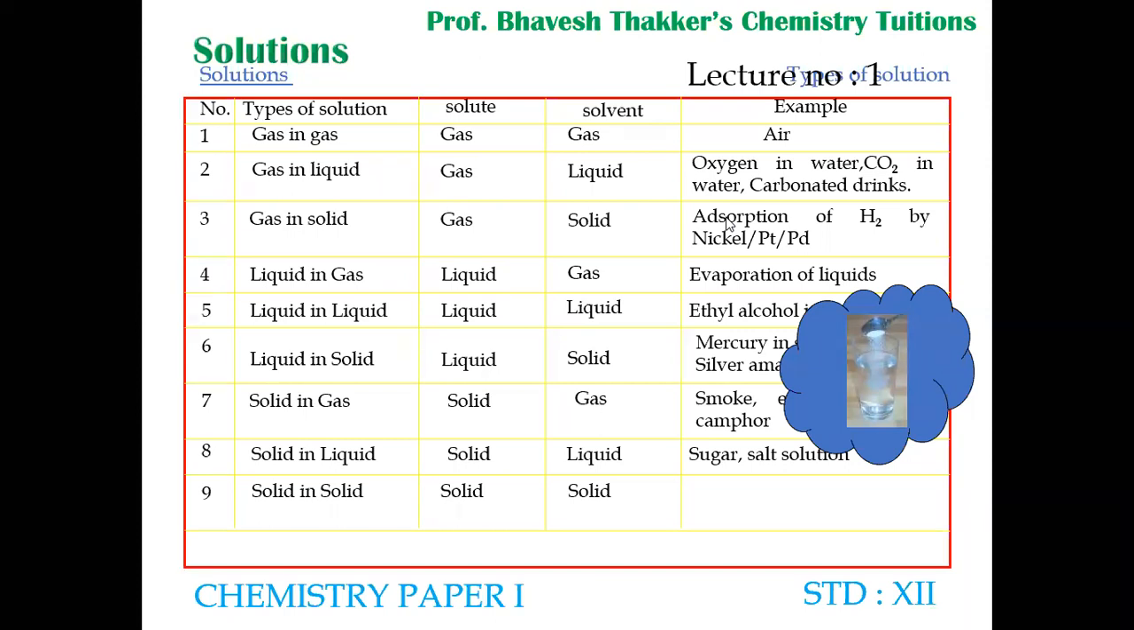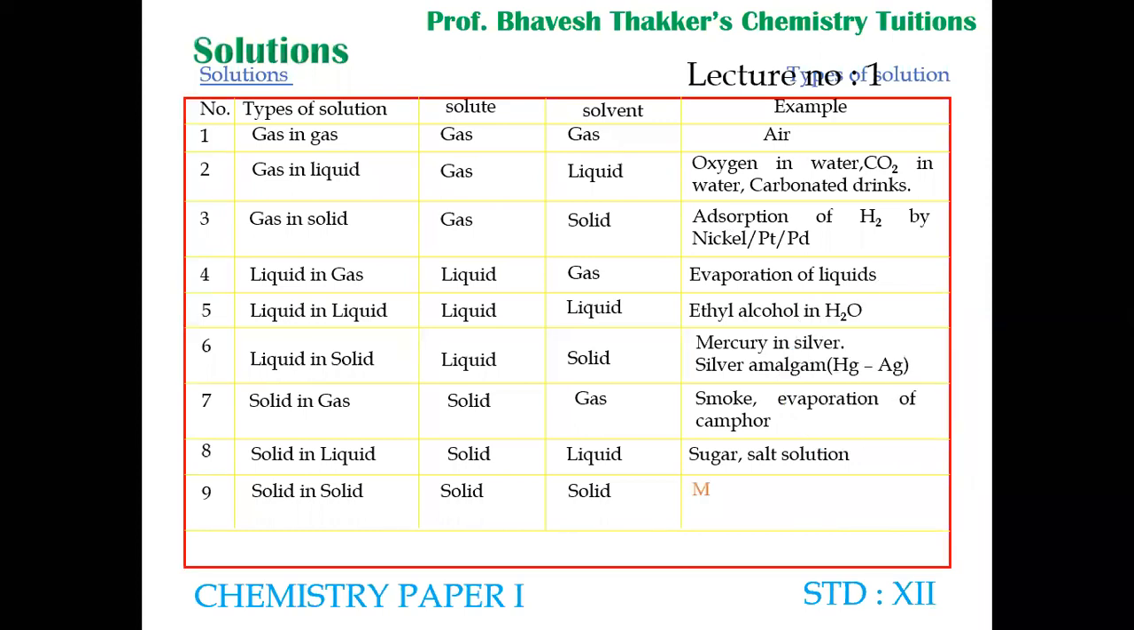Okay, but stone is not an example. Salt and sugar is not an example. Salt and sugar will form a heterogeneous mixture. We can see them very easily. Alloys are homogeneous mixtures of two or more metals. So metals and carbon in iron, that is called steel. That is an example of solid in solid type of solutions.